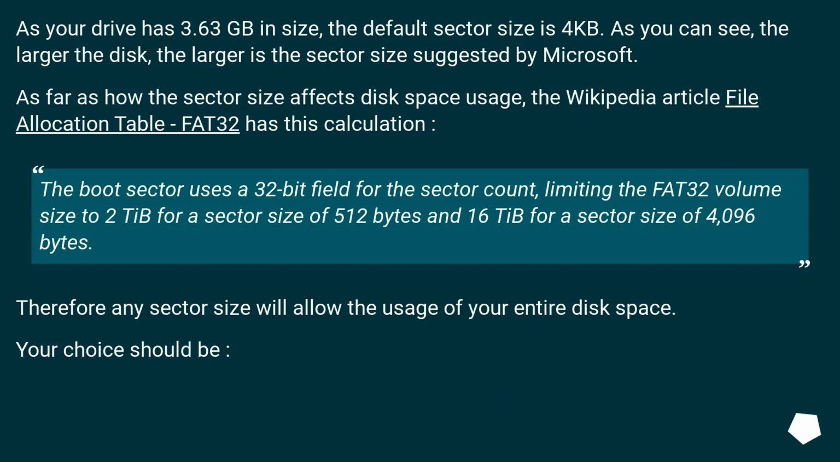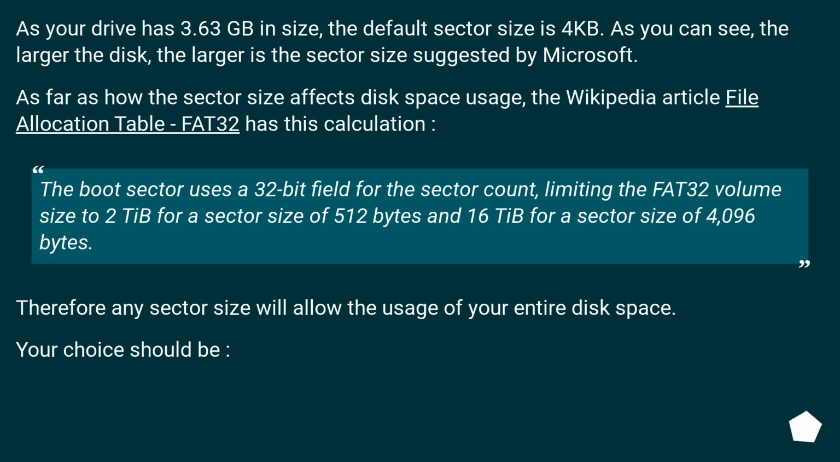As your drive has 3.63 GB in size, the default sector size is 4 kilobits. As you can see, the larger the disk, the larger is the sector size suggested by Microsoft. As far as how the sector size affects disk space usage, the Wikipedia article "File Allocation Table", FAT32, has this calculation. The boot sector uses a 32-bit field for the sector count, limiting the FAT32 volume size to 2 TB for a sector size of 512 bytes and 16 TB for a sector size of 4096 bytes. Therefore, any sector size will allow the usage of your entire disk space.